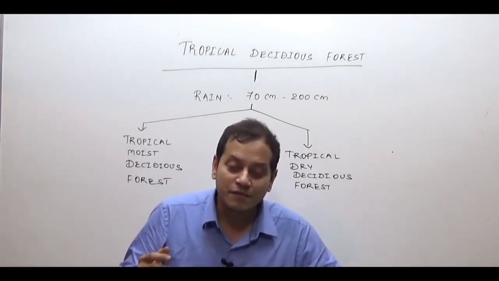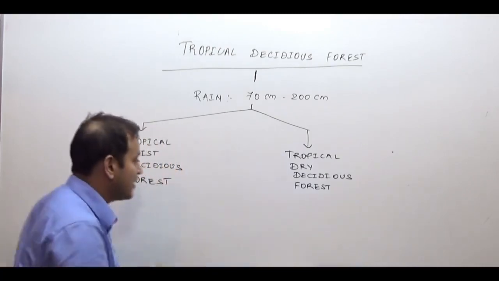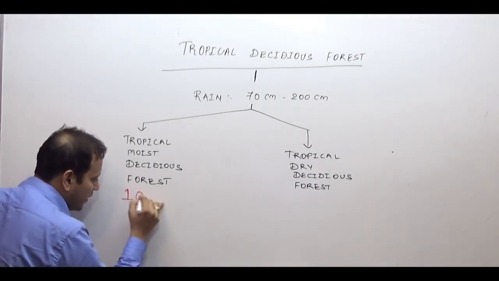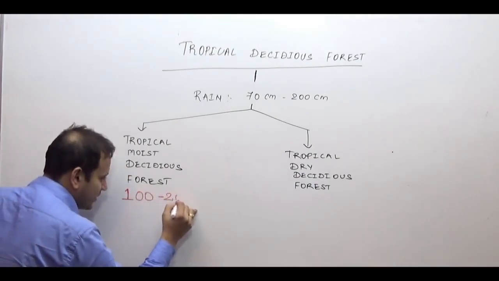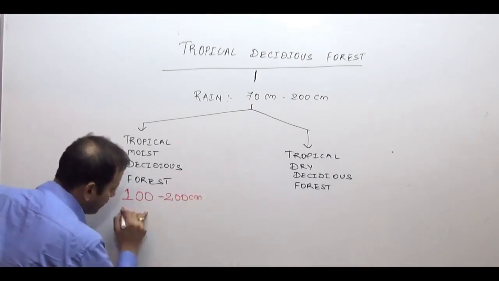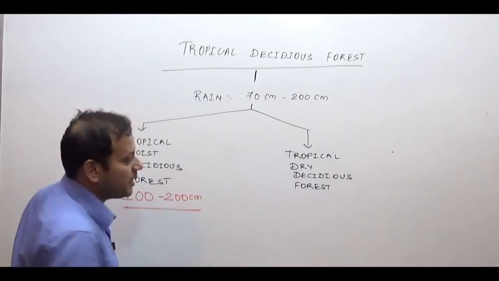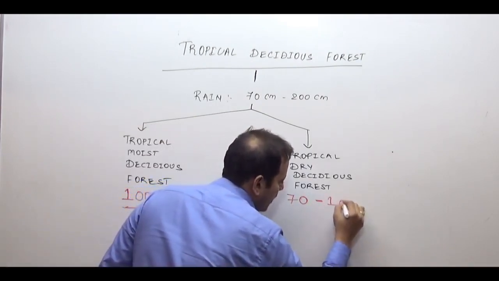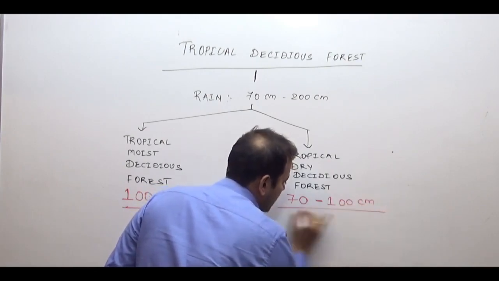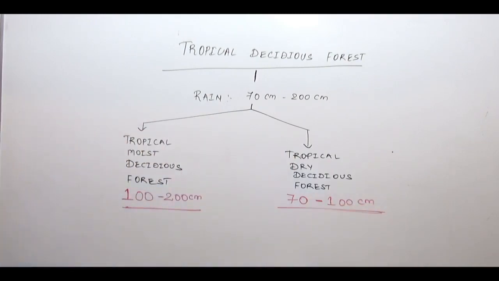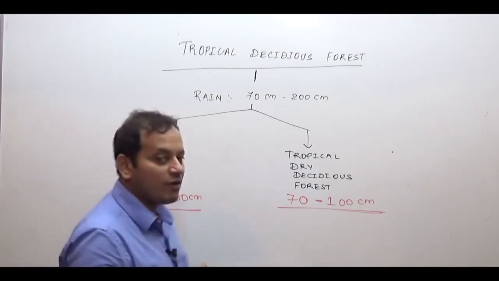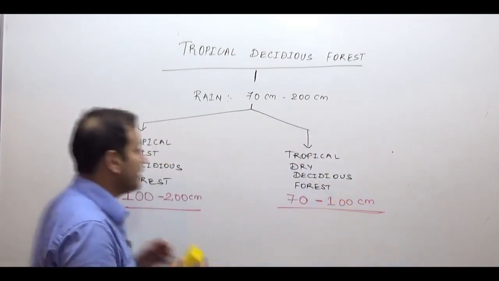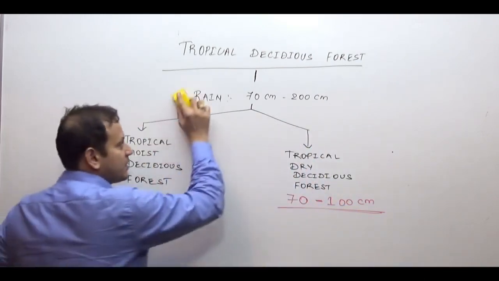Now, what is the difference between moist deciduous and dry deciduous? Moist deciduous forest is found in the area which receives around 100 to 200 centimeters of average annual rainfall, while the tropical dry deciduous forest is found in the region which receives between 70 to 100 centimeters of average annual rainfall. Now, obviously, we are going to study first the tropical moist deciduous forest.